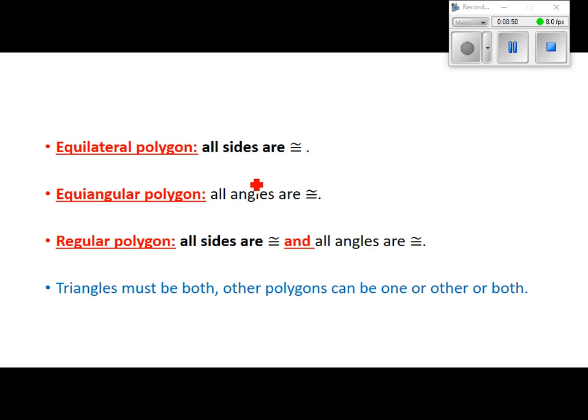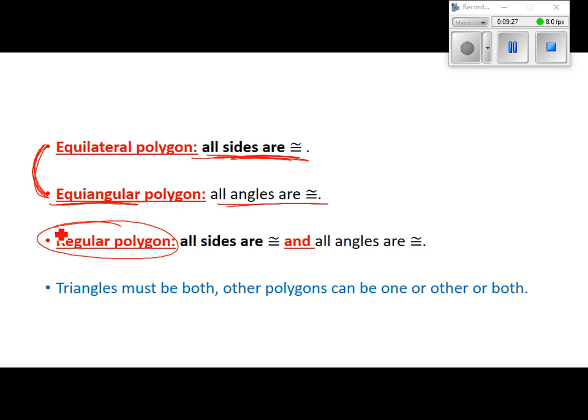Remember, equilateral polygons, we talked about this earlier this year. Equilateral polygons, all the sides are always congruent. So if it's equilateral, like a stop sign, an equilateral octagon, all the sides are always congruent. If it's equiangular, all the angles are congruent. If it's both of these, equilateral and equiangular, then it's called a regular polygon. We talked about that earlier this year. Regular polygons, all the sides and all the angles are congruent.